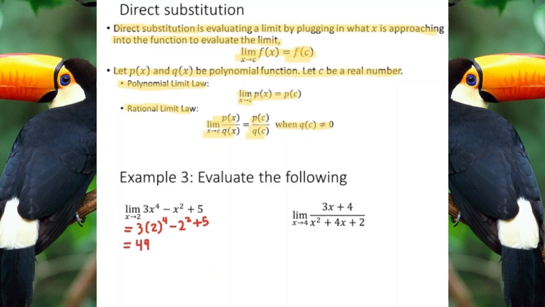For our next example, we have the limit as x approaches 4 of 3x plus 4 over x squared plus 4x plus 2. 3x plus 4 over x squared plus 4x plus 2 is a rational function, so we can go ahead and plug 4 in to evaluate our limit. Now that we have 4 plugged in, we can do the arithmetic, and we get that the limit is 8 over 17. Thanks to the laws for polynomials and rational functions, we're able to evaluate our limit much quicker simply by plugging in what x is approaching.